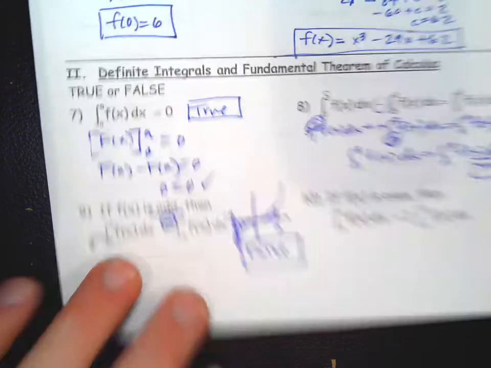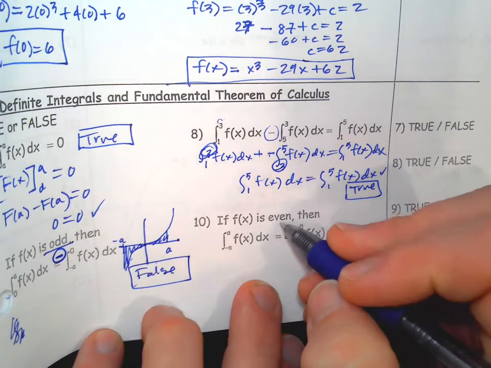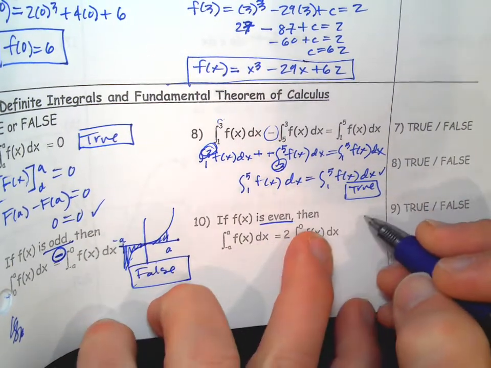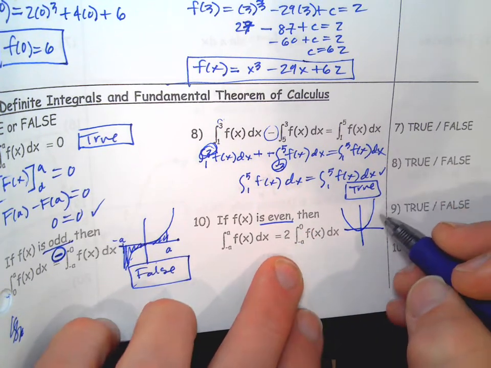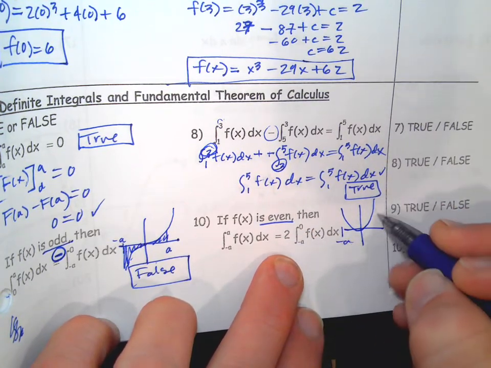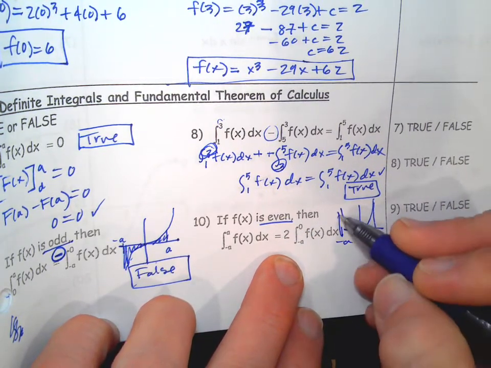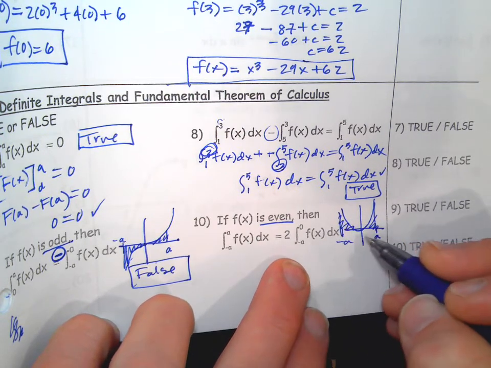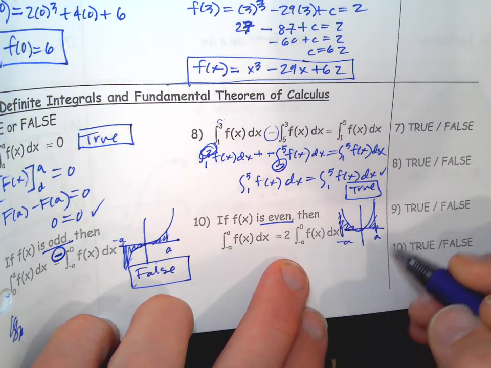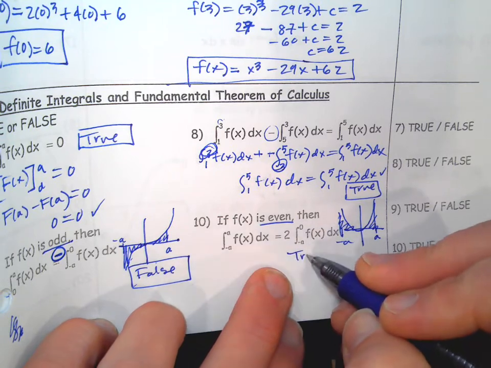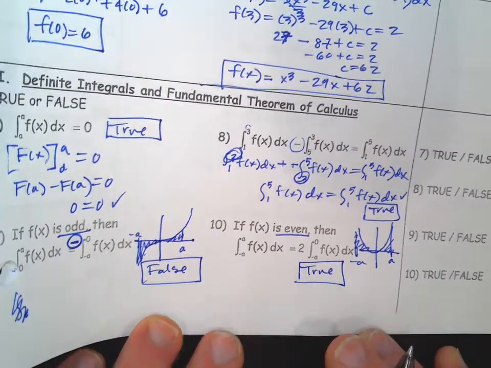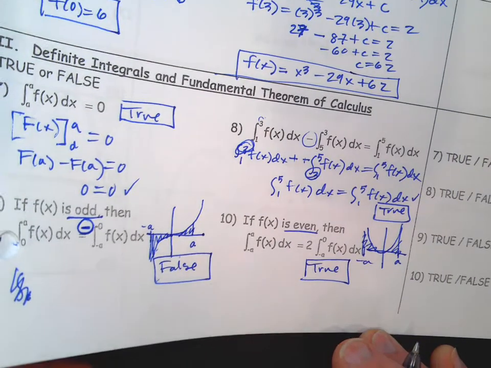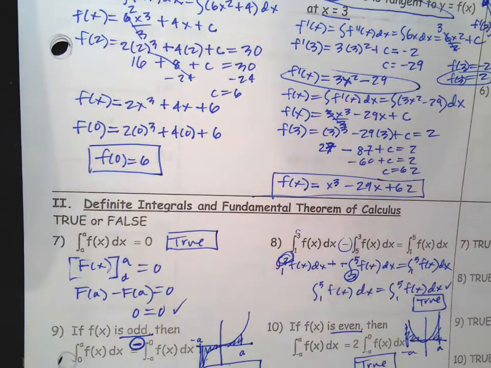Okay, if it's even, so an even function would be like a parabola or a cosine function. So if you go from negative a to a, you have symmetry, right? And they're saying now it's going to equal the same thing as negative a to 0 doubled. And that's true. That is true. Okay, so moving on.